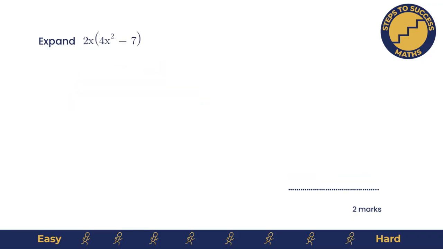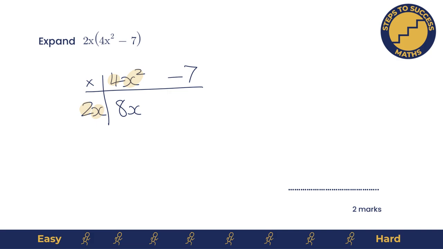Expand 2x(4x squared - 7). So draw your grid. 2x, then 4x squared subtract 7. 2 times 4 is 8. x times x squared. So that's going to be x cubed, or x to the power 3. So the whole thing there is 8x cubed. And 2x times negative 7. 2 times negative 7 is negative 14. And you've still got an x. So we've got 8x cubed minus 14x.